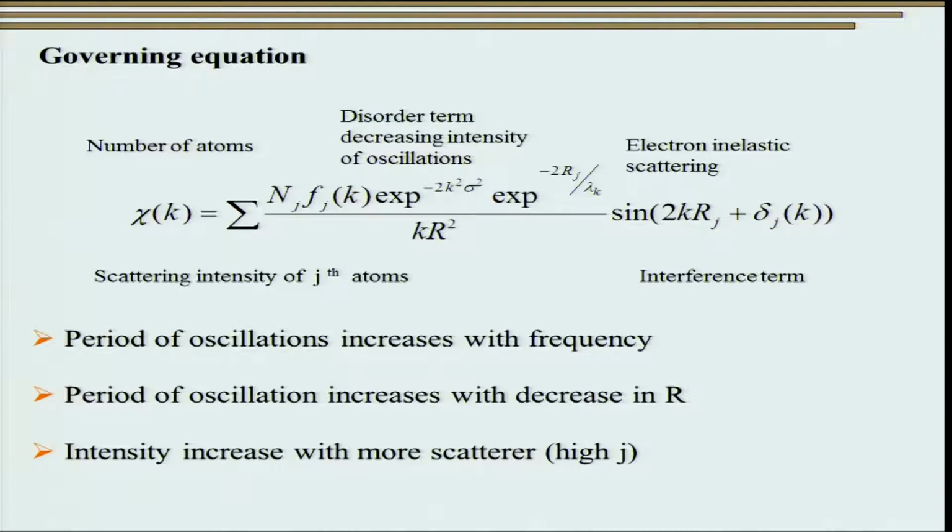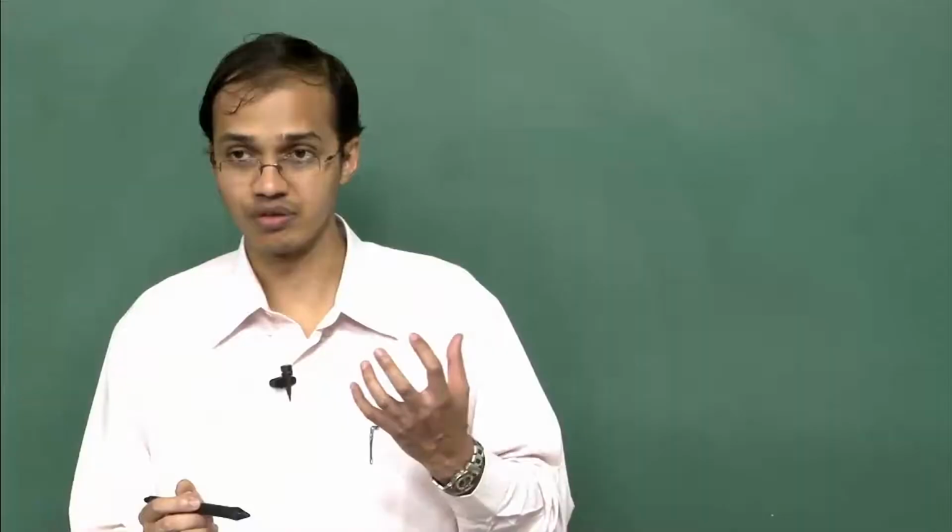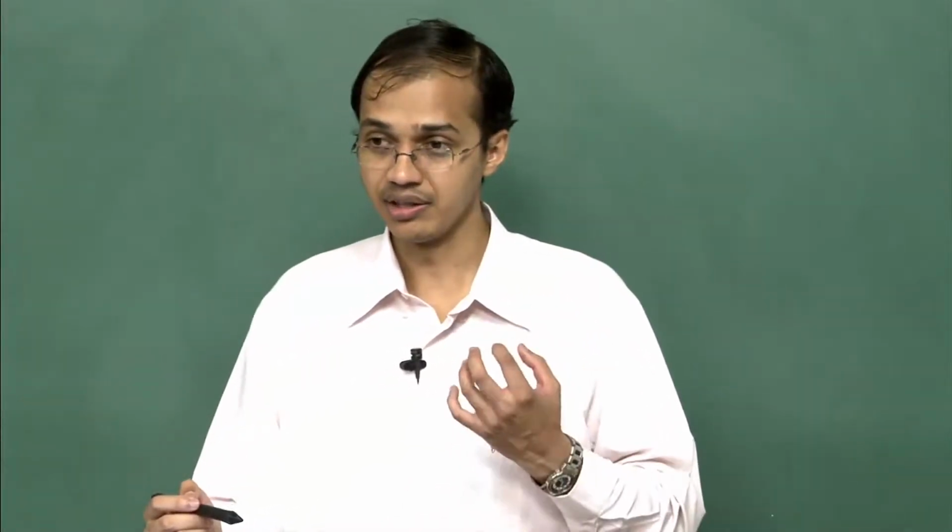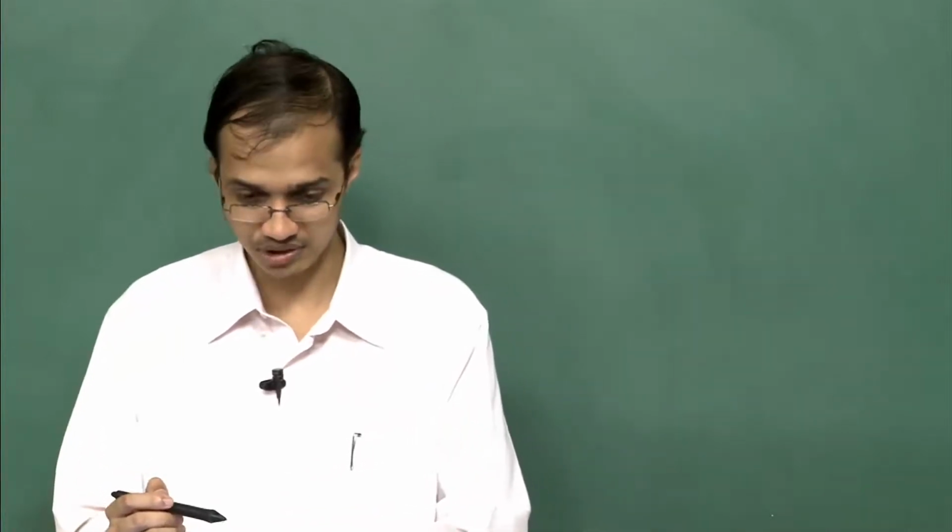As you can see from this equation, the period of oscillations increases with the increase in frequency. Having said that, there is also an increase in the period of oscillation with increasing r, where r is the distance between the atoms under consideration, and the intensity chi also increases as we have more and more atoms, assuming that all of them are scattering in phase.